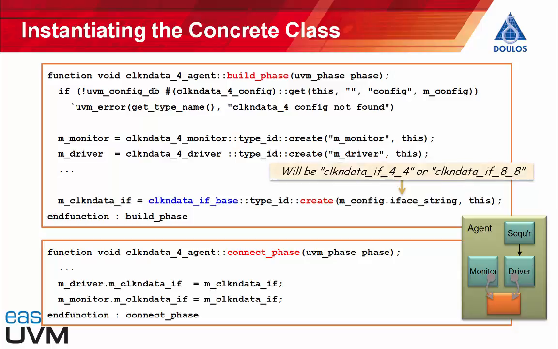So in the build phase of the agent, we're instantiating our concrete object. Then in the connect phase, we're setting references within the monitor and driver to actually refer to that concrete object that's just been created with the factory method call.